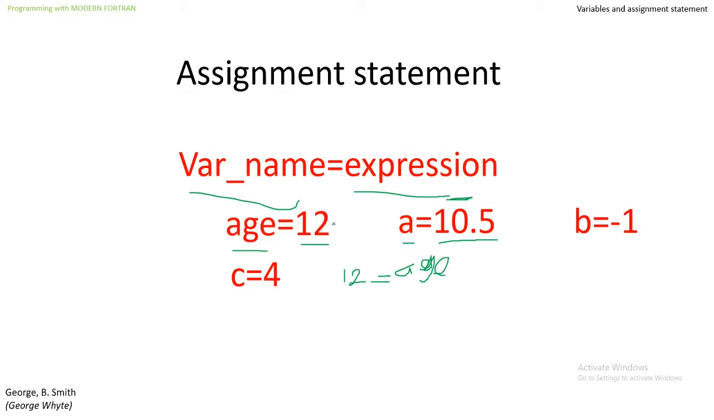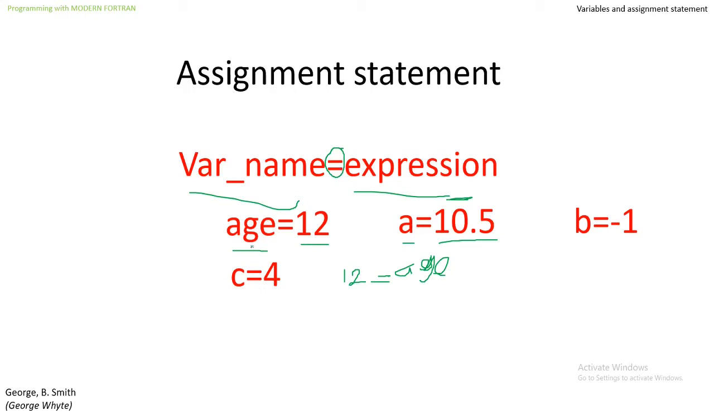So these are what you call assignment statements. An assignment statement always has two parts: the variable and the expression. Then this thing you have in the middle is what you refer to as the assignment operator. So the assignment operator is this single equal to sign. That's what you call the assignment operator. It is used to assign expressions to variables.